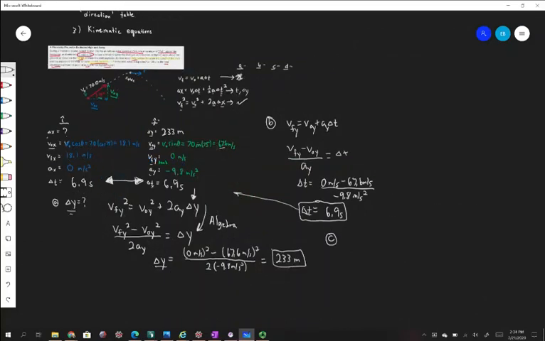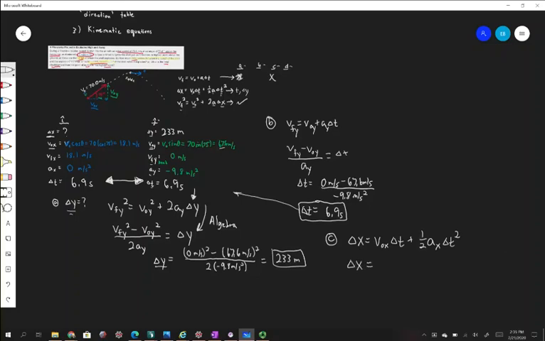In part C, I want to find change in x. To find change in x, I can't use that first equation because it doesn't have an x in it. So let's look at the second equation. Change in x equals v initial in the x direction times change in t plus 1/2 times a in the x direction times change in t squared. This is already solved for change in x, so I don't need to do any algebra.